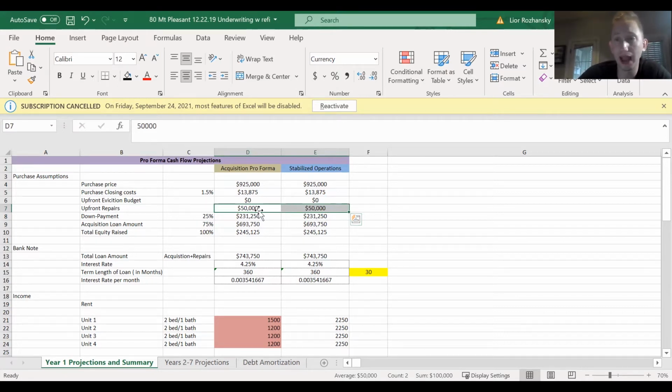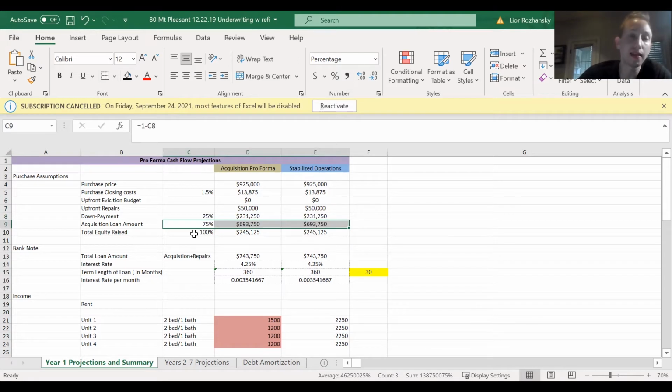So you can see here, I asked the bank for about $50,000. That should help me clean up the units. Then you can see my down payment, 25%, fantastic, 75% loan. And then this is also for me, this is my total equity raise.